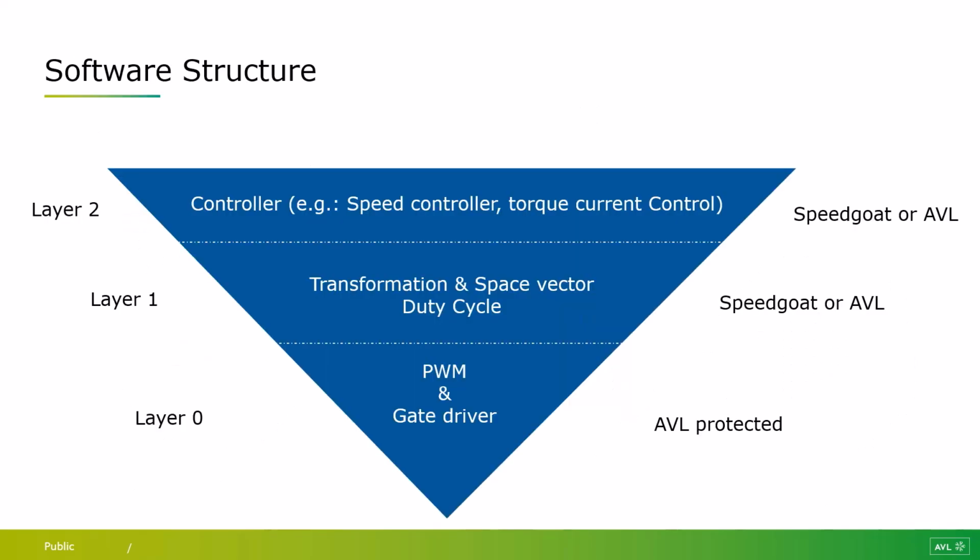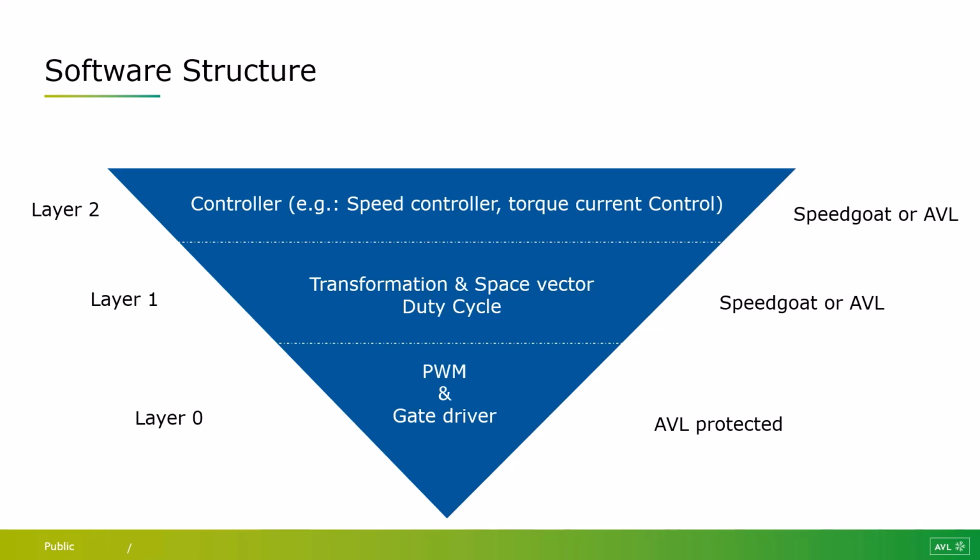We have implemented a layer concept to clearly separate which software runs where. Layer 0 is protected by AVL and more or less contains the PWM. Layer 1 can be switched off in Spectra, and the software functionality, the transformation, field-oriented control, and duty cycle can be moved to Speedgoat. In this case, the Spectra control unit requests the duty cycle as an input. Turning off layer 1 will automatically turn off layer 2.